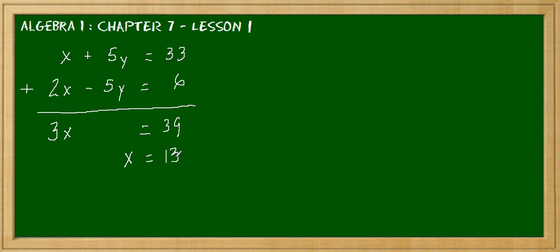Now to find y, we substitute the value of x into either of the original equations. And I always suggest try to find the easier one. Now if you look here, this one is simply x, this one is 2x. There's a little more work here. I would probably choose the first one and simply say 13 plus 5y is equal to 33. And then I would solve this by subtracting 13 from each side, I would have 5y is equal to 20. And if I divide each side by 5, y would be equal to 4.